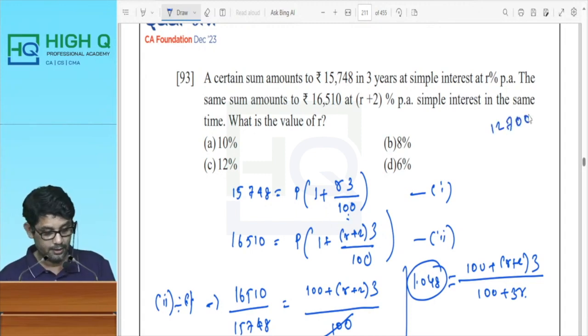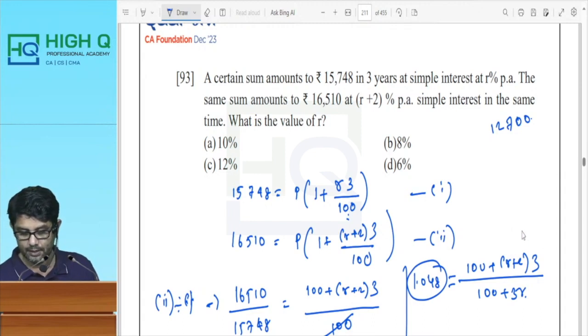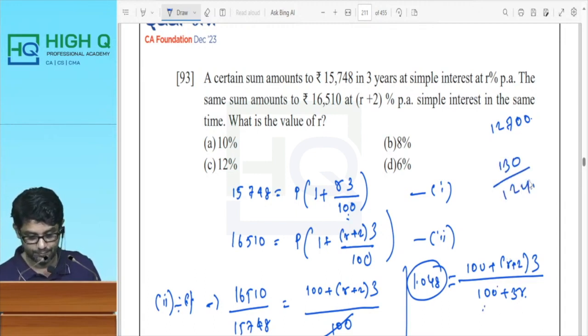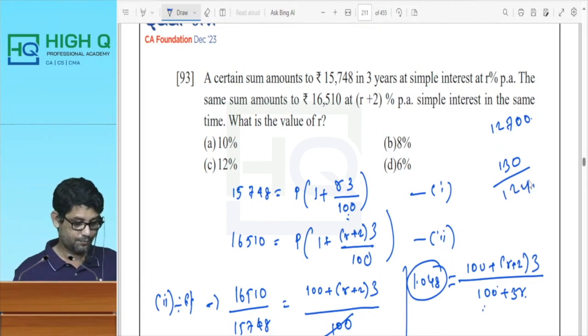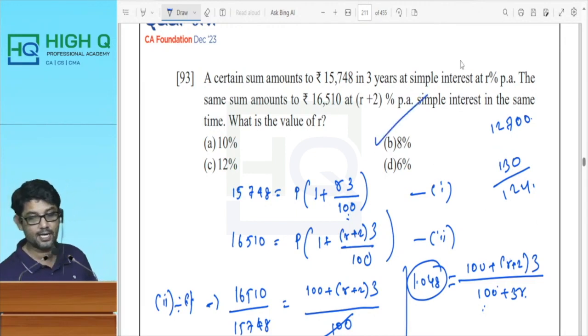Now let me check. Into 10% into 3. Yes, we are getting it, my dear. 8% I'm getting as the answer. 8% is the right answer. You check 8 here. 8 plus 2, 10, 30. 130 divided by 100 plus 3R. 3 8s are 24. 124. Yes, 8 is our answer. Trial and error method. B is the answer.